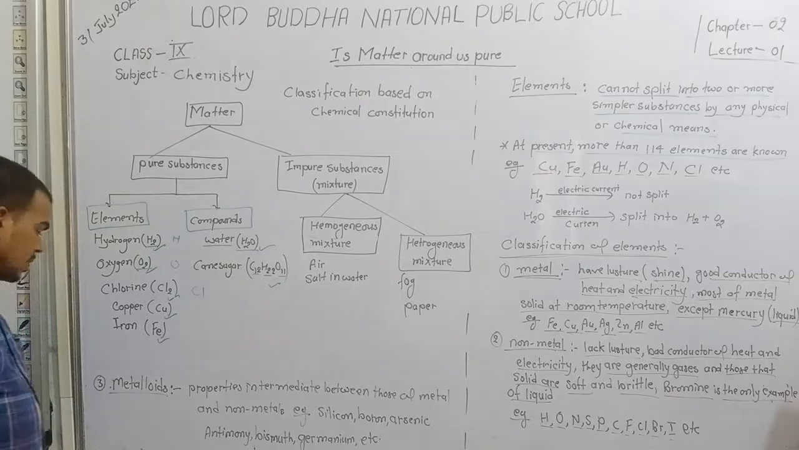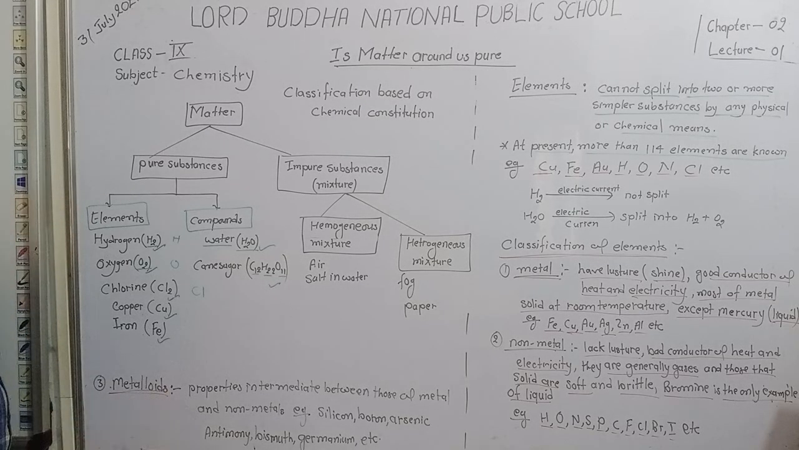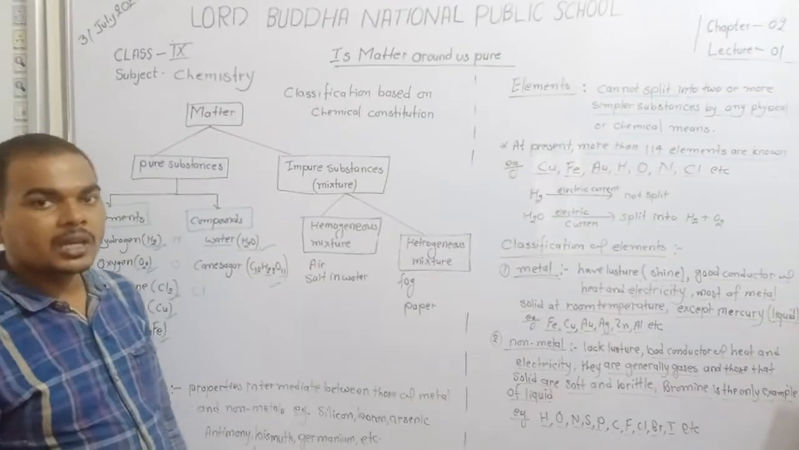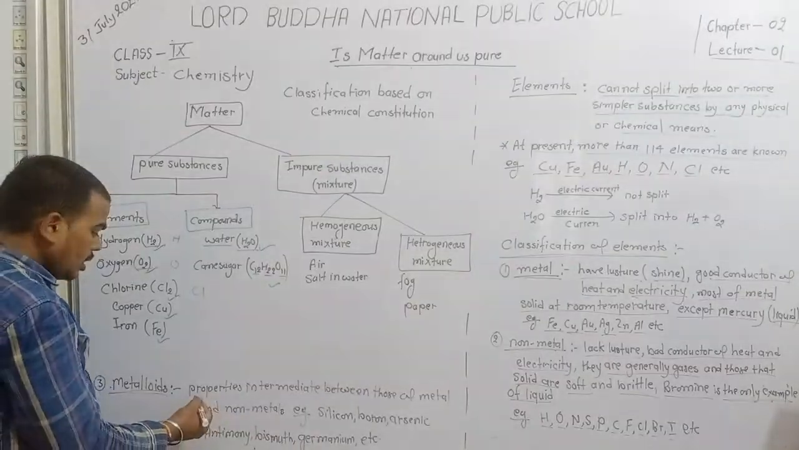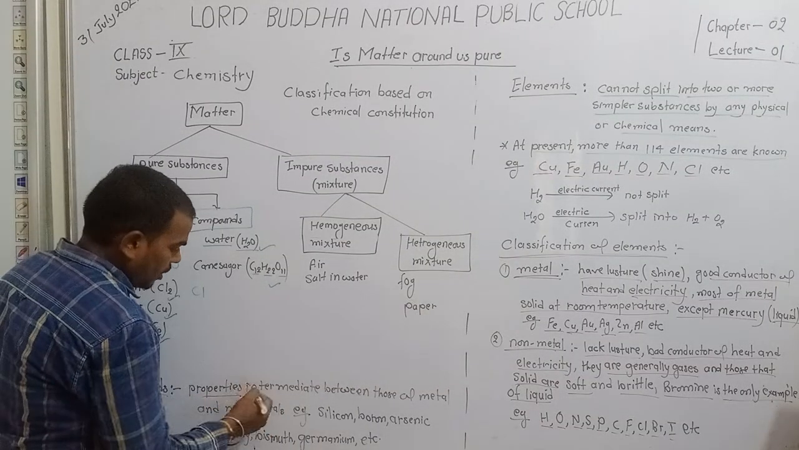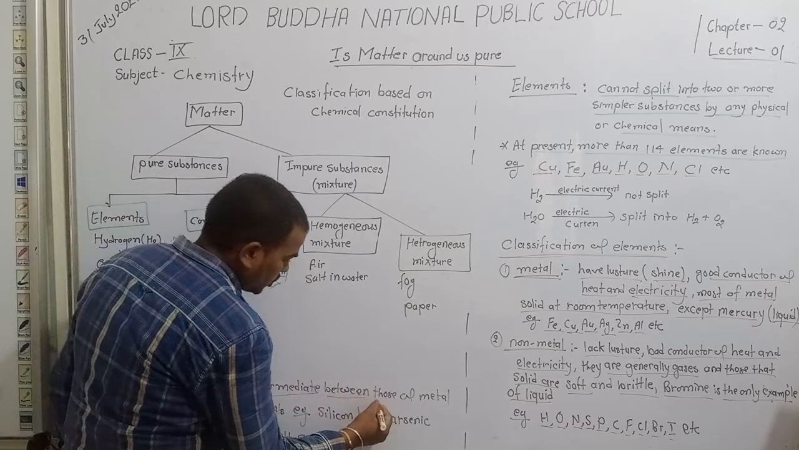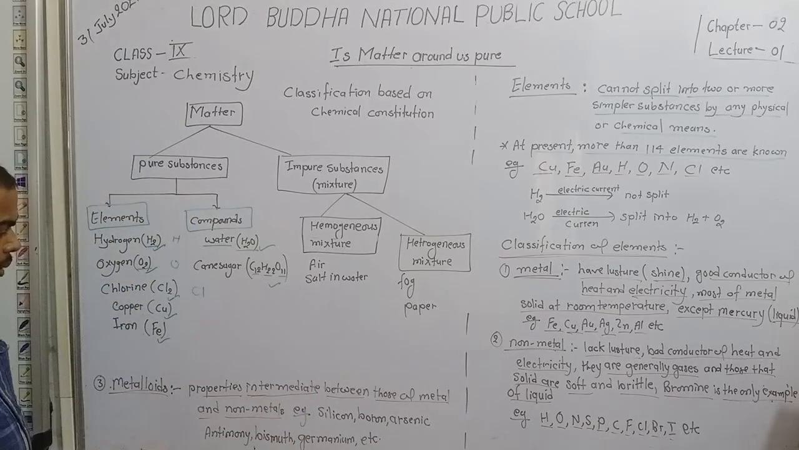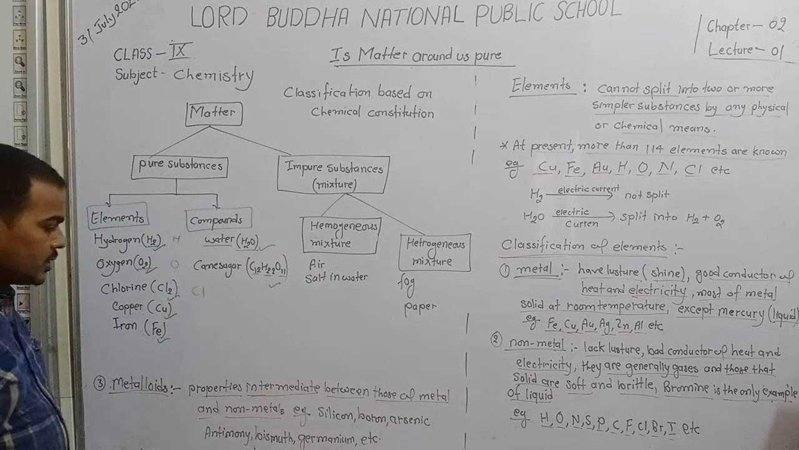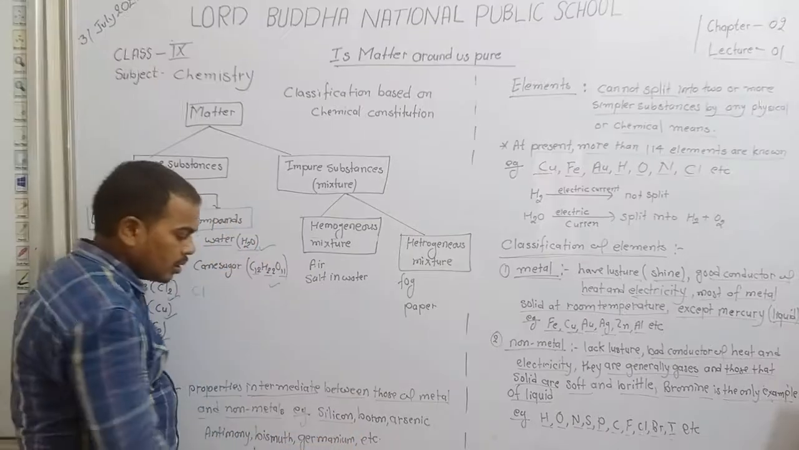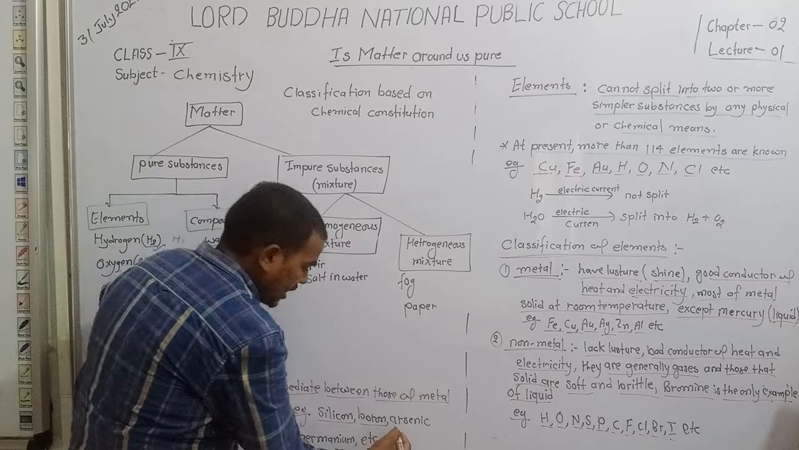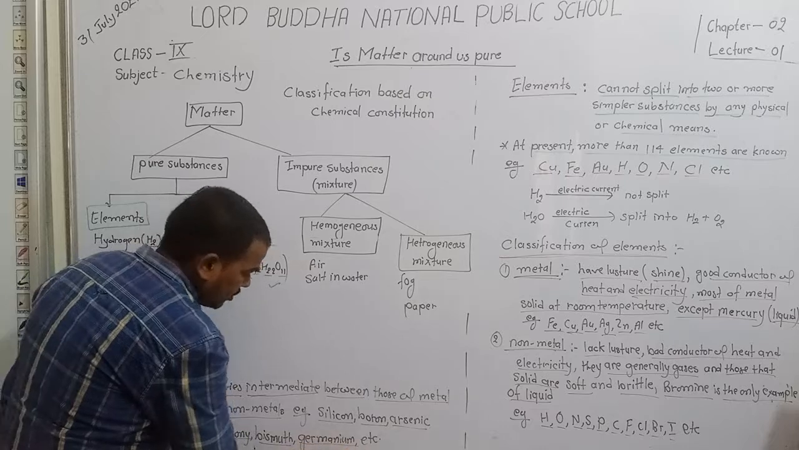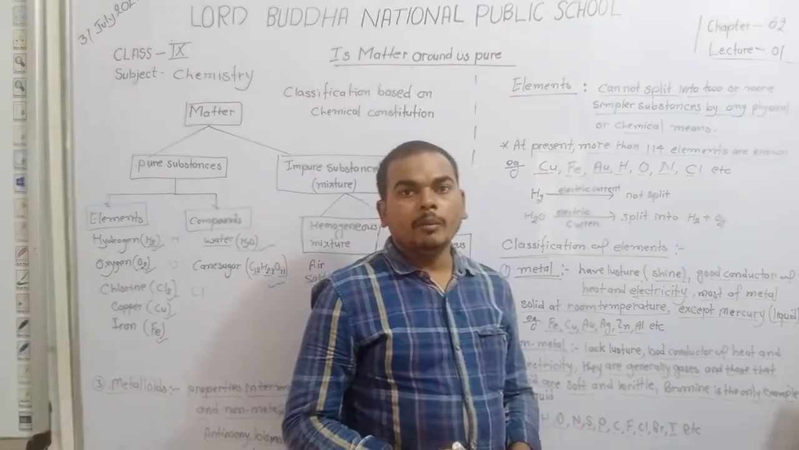Now discuss metalloids. Dear student, metalloids have properties intermediate between those of metals and non-metals. Examples of metalloids are silicon, boron, arsenic, antimony, bismuth and germanium.